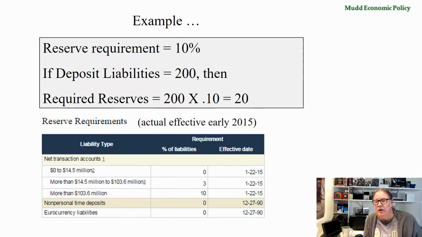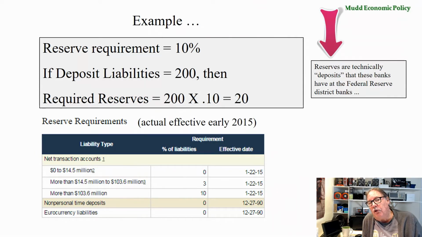And as we look down here at the actual reserve requirement in 2015, we see that most of those are 10%. That's for transaction accounts, meaning the accounts held by banks that have more than $103 million. And of course, all large banks have way more than that. So there was a 10% reserve requirement against deposits for the largest part, historically, for a very long period of time. And we want to remind ourselves that we have already said that these reserves are technically deposits that these banks have at the Federal Reserve District Banks.